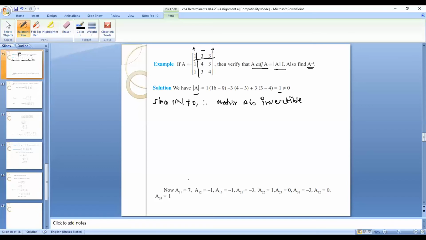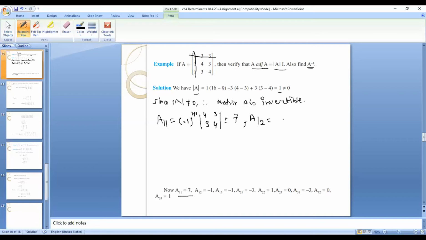If it is invertible, we will go for the next process. The next process is we have to find the adjoint. For adjoint, we have to find all the cofactors. So the very first we will be finding A11. To find A11, we will hide the first row, first column, and it will be minus 1 raised to power 1 plus 1 into the determinant of 4, 3, 3, 4. 4 fours are 16, minus 9, 7, into plus 1, 7. So A11 is 7.